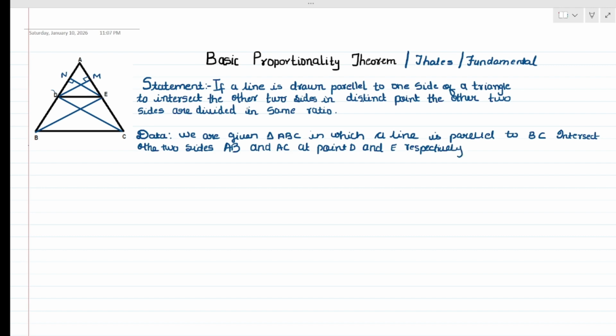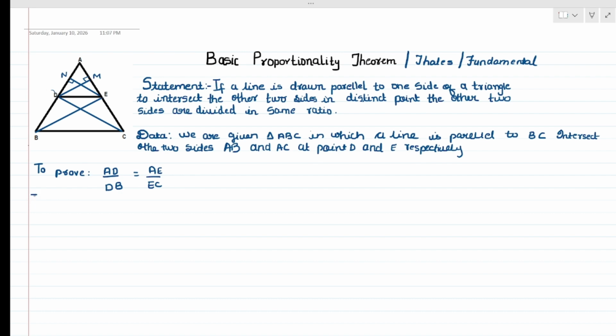What have we written in data? The things we are already given: that we are given triangle ABC where one line is parallel to BC and it is intersecting the other two sides at points D and E, which we have clearly mentioned in our data. Next is to prove. That means what is the thing we need to prove? In to prove, you will write that you need to prove that it divides the sides in the same ratio. That means you will write AD upon DB is equal to AE upon EC. Okay, this is your to prove.